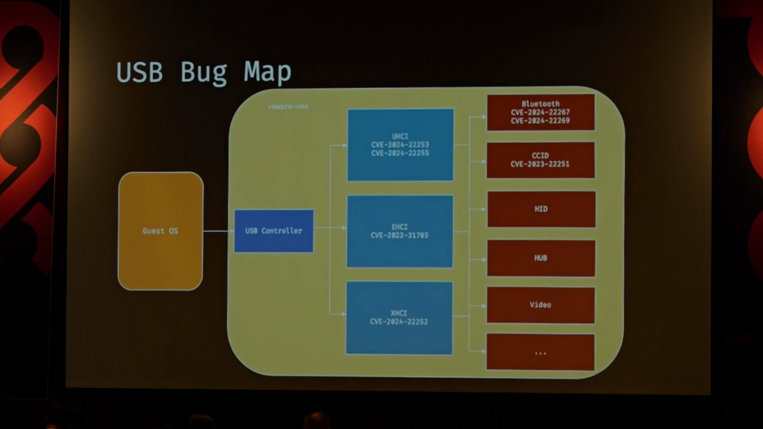Okay, let's briefly look at how USB devices work in VMware. When a guest operating system wants to communicate with a USB device, it first sends a USB packet to the VMware virtual USB controller. VMware supports 3 types of USB controllers: UHCI, EHCI, and XHCI. The selected USB controller then parses the incoming USB packet from the guest into URBs. URB is a USB request block, which is passed to the appropriate USB backend device for processing, such as Bluetooth, smart card, HID, and so on.